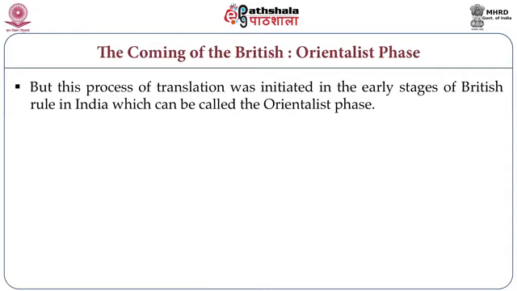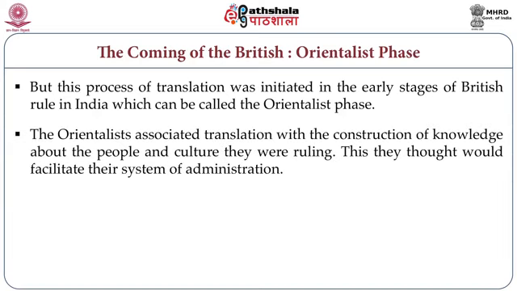Translations from Indian languages into English are products of the special context of late 18th and 19th century British India. But this process of translation was initiated in the early stages of British rule in India, which can be called the Orientalist phase. The Orientalists associated translation with the construction of knowledge about the people and culture they were ruling. This they thought would facilitate their system of administration.